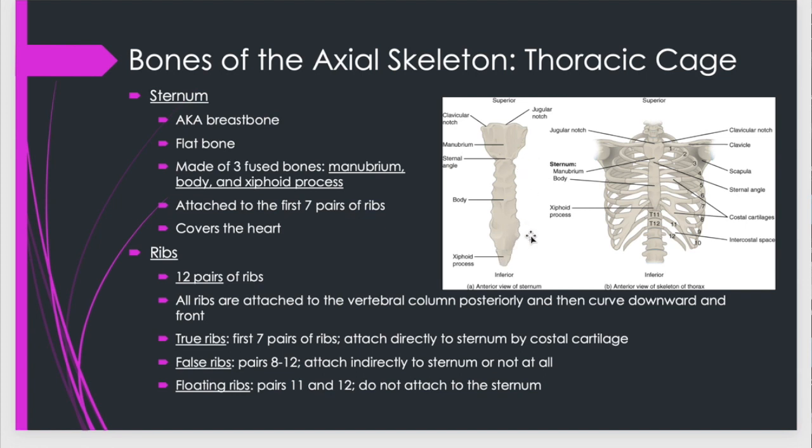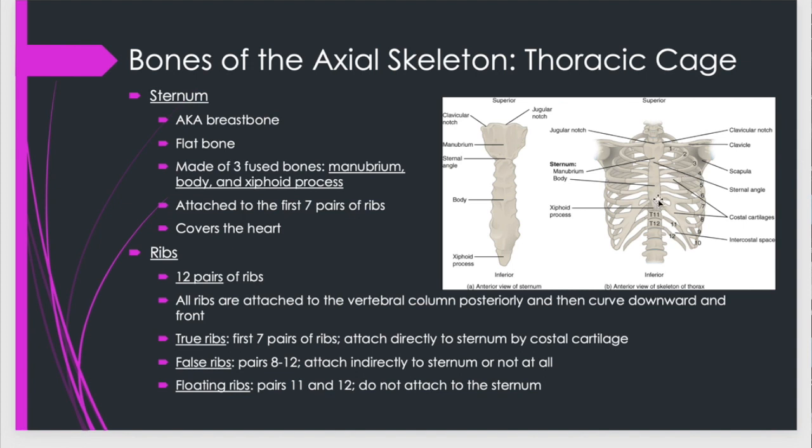The sternum is also connected, and you can see these indents here where the ribs would connect. So the first 7 pairs of ribs are going to attach to the body of the sternum. And then the sternum also covers the heart, so it provides that protection for the heart, which would be right below your sternum. And then we have the ribs, the rest of the thoracic cage.